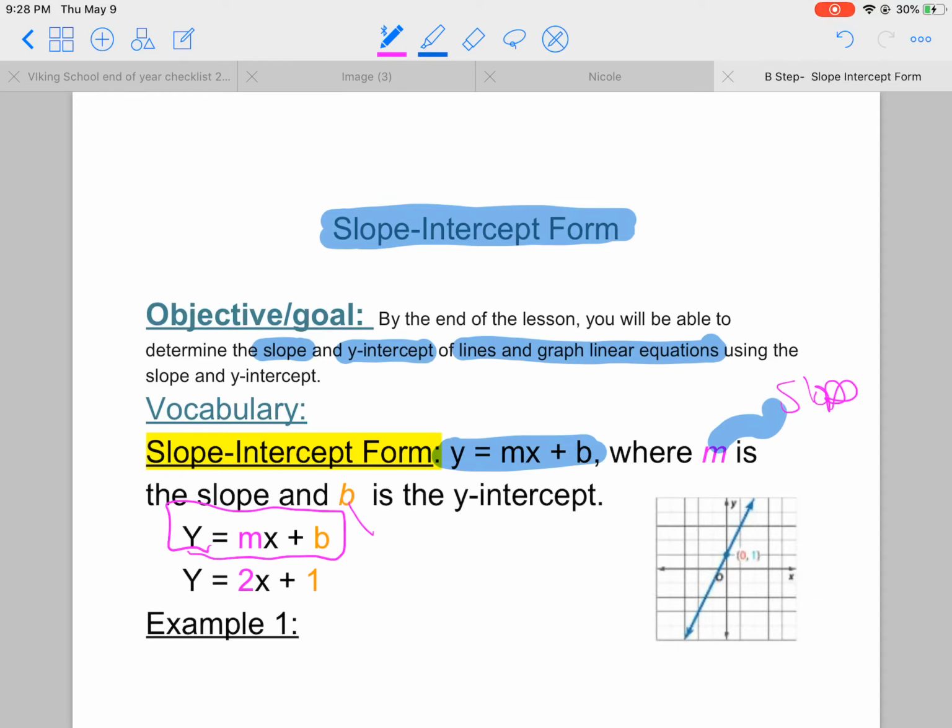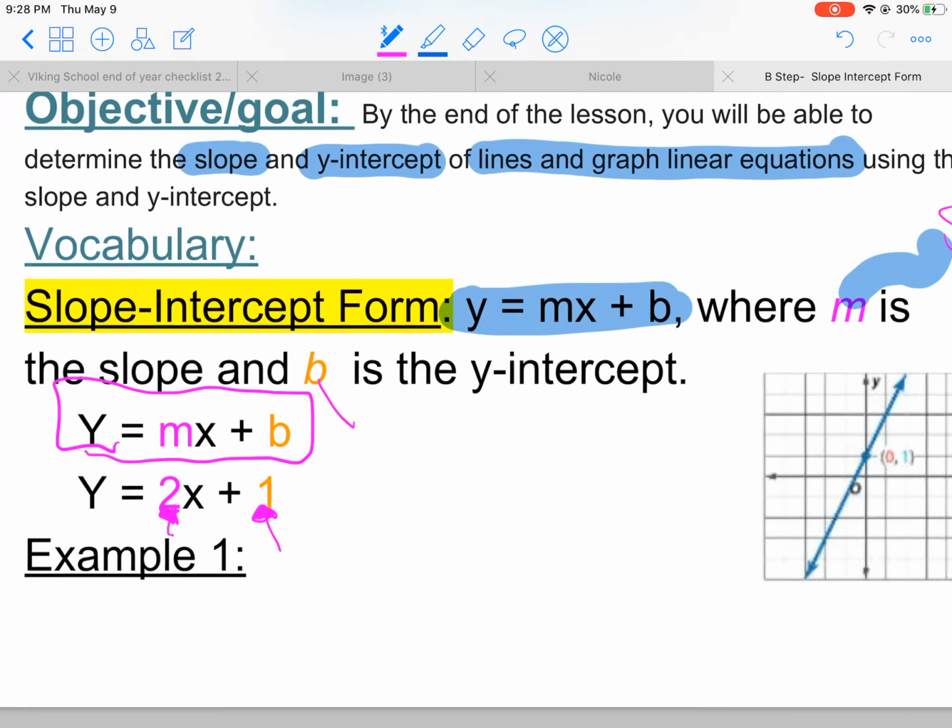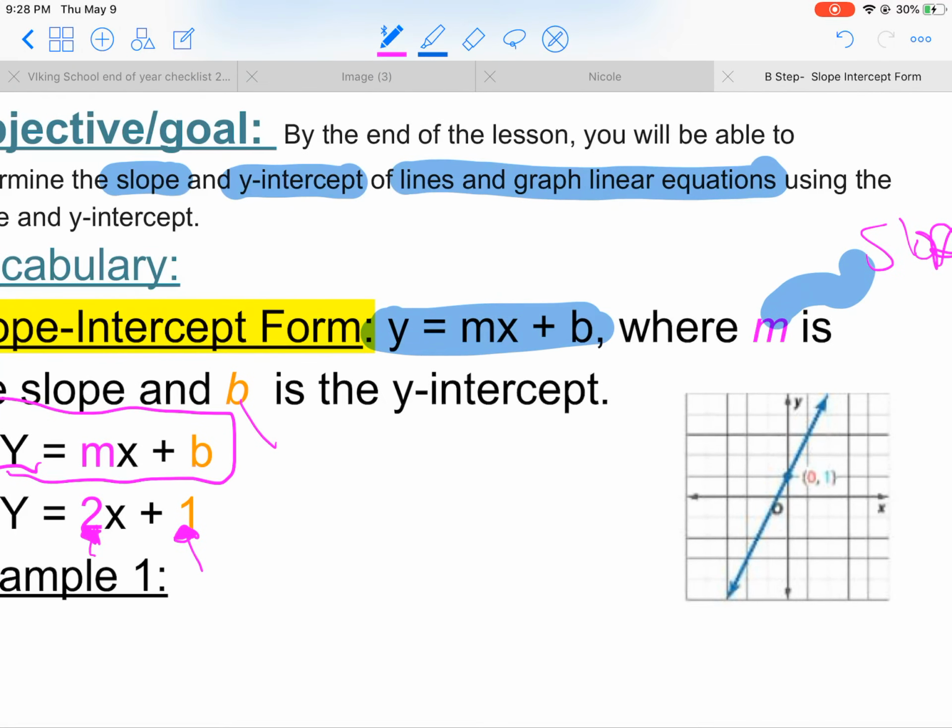That means that y needs to be all by itself on the left. And then you have a coefficient right here in front of the x. That is your slope. And then the number over here is your b, another constant. And that is the y-intercept, meaning that is where it crosses the y-axis. So like you look here, the y-intercept is 1, so it crosses the y-axis at (0, 1).